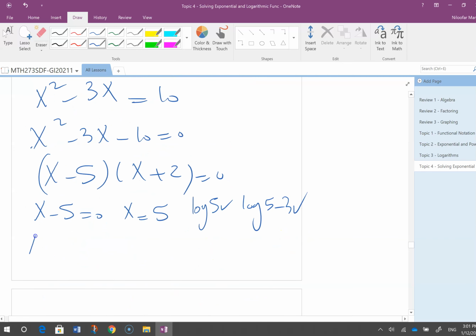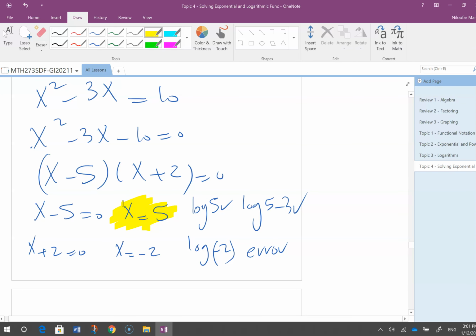How about the other one? So x plus 2 equals 0. x is minus 2. Oh, okay. Logarithm of minus 2, logarithm is not defined. So I don't even go to the next one. When I see one of them gives me an error, I don't even check all of them. This is giving me an error. It's not defined. What I put inside the logarithm must be positive. So that's not valid. The valid answer is 5.